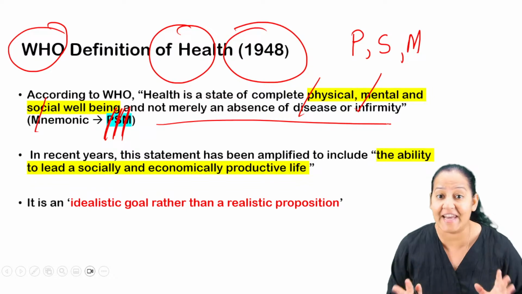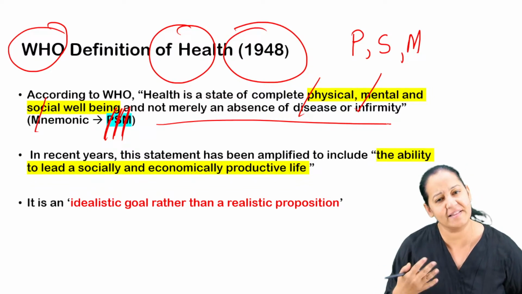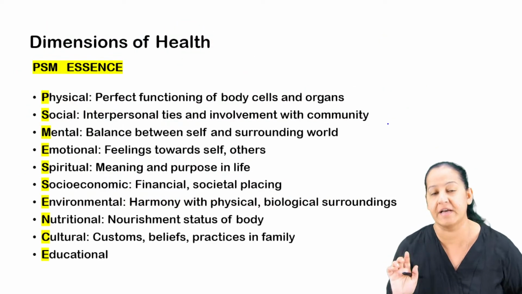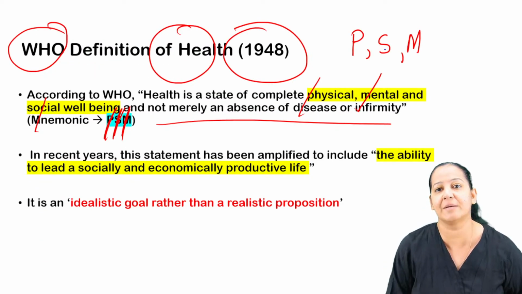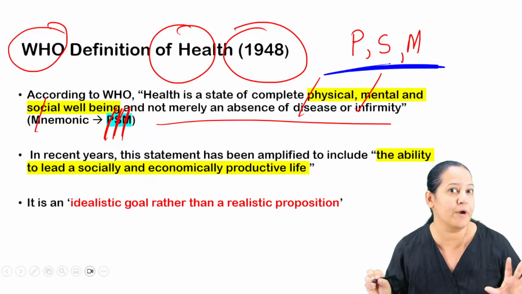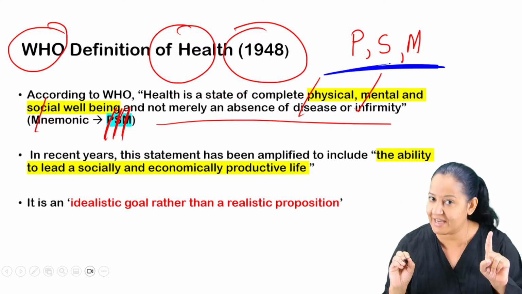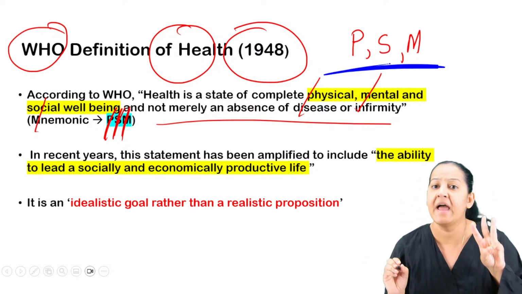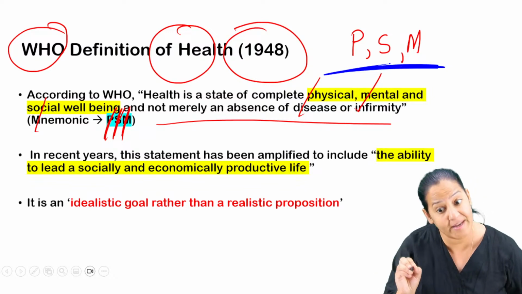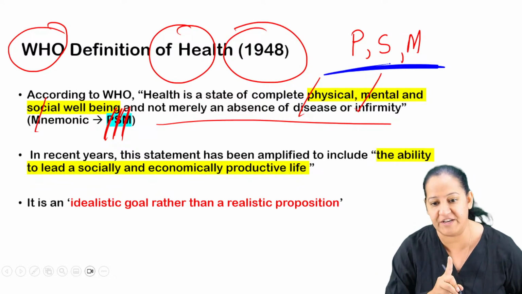It is a dynamic state, not a static state. Health keeps on changing every fraction of a second. So that is the definition of health. Please learn the mnemonic PSM for that. You can get an MCQ asking which of the following is not a component of health in the WHO definition. Three options will be physical, social, and mental well-being, and the fourth option can be anything else. You can easily pick that up if you know the definition. This is the WHO definition of health.